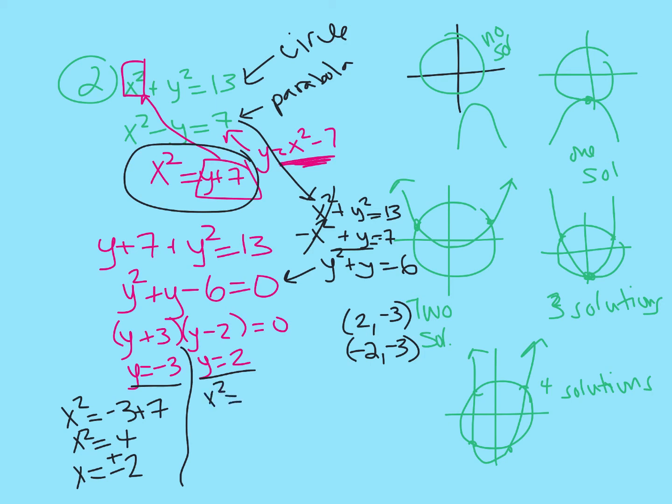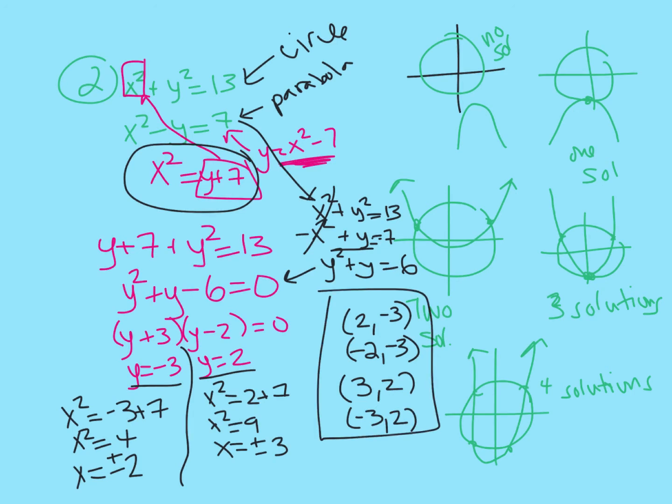So I get x squared is equal to 2 plus 7, which is another perfect square, thankfully. I end up getting x equals plus or minus 3 when I take the square root of both sides. So that's going to give me a solution at 3, 2. And that gives me another solution at negative 3, 2. So this is actually one of those 4 solution problems.